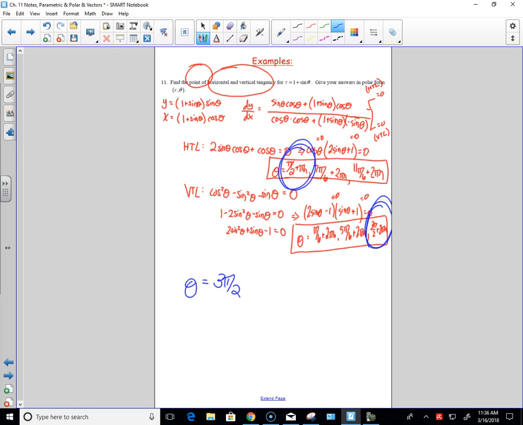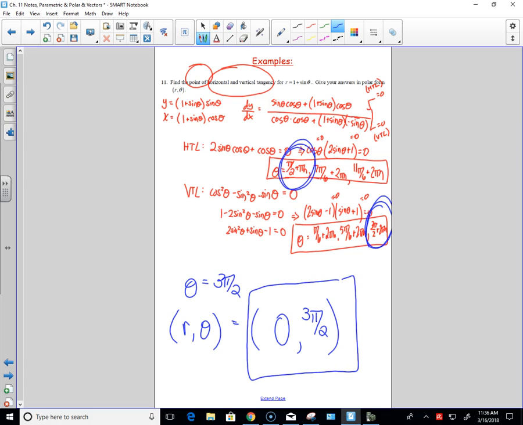So therefore, I need the point. Ooh, I need r and theta. True? So I know the 3 pi over 2. What's my r going to be? Plug it in, plug it in. Sine is equal to -1. I should have done like, but I didn't.